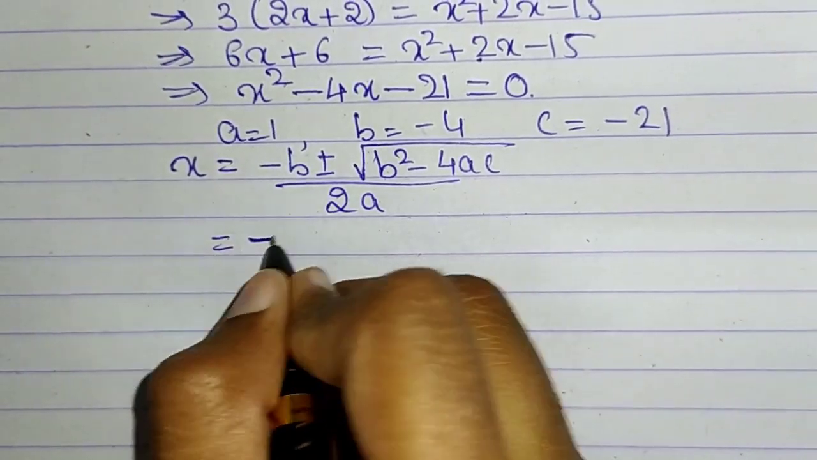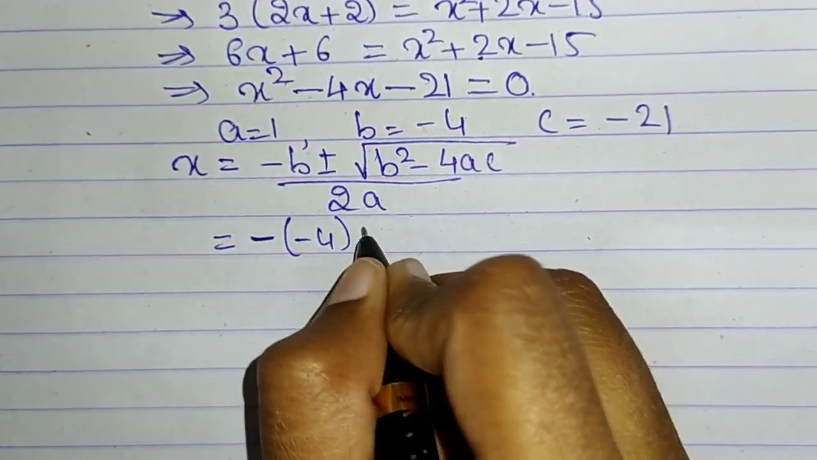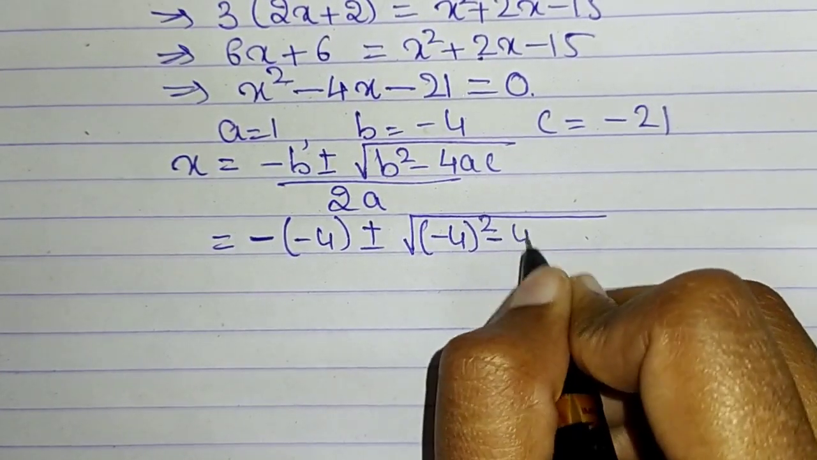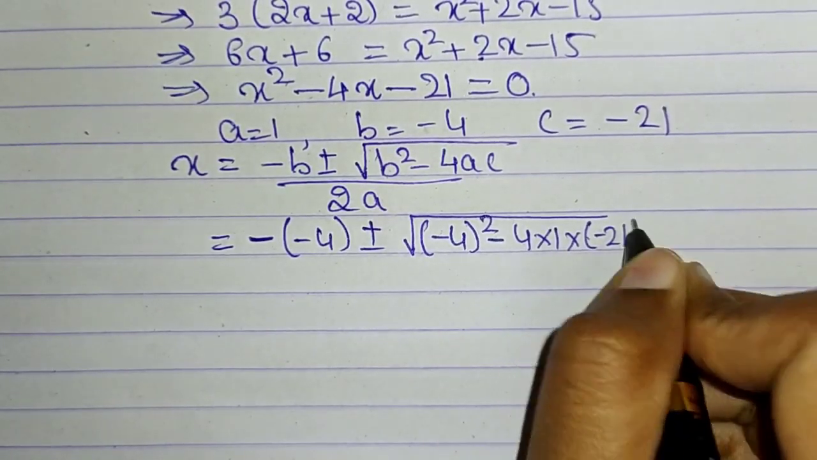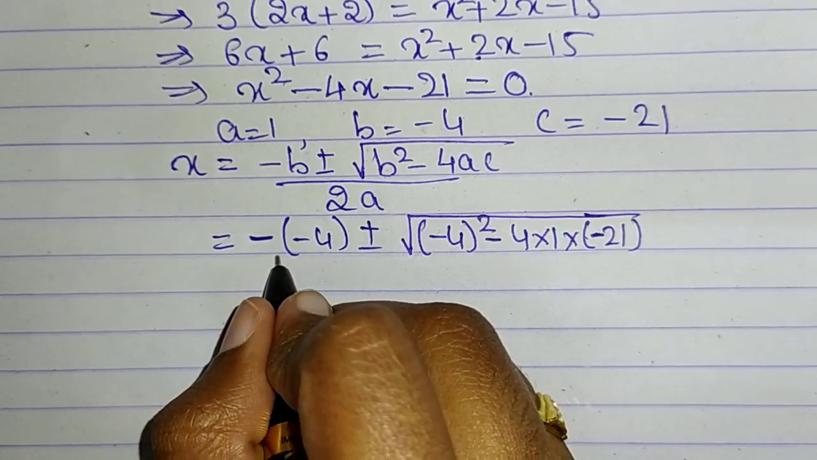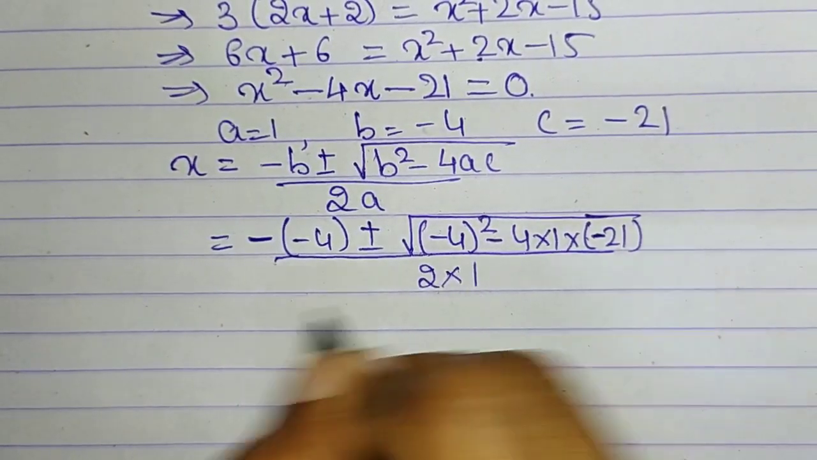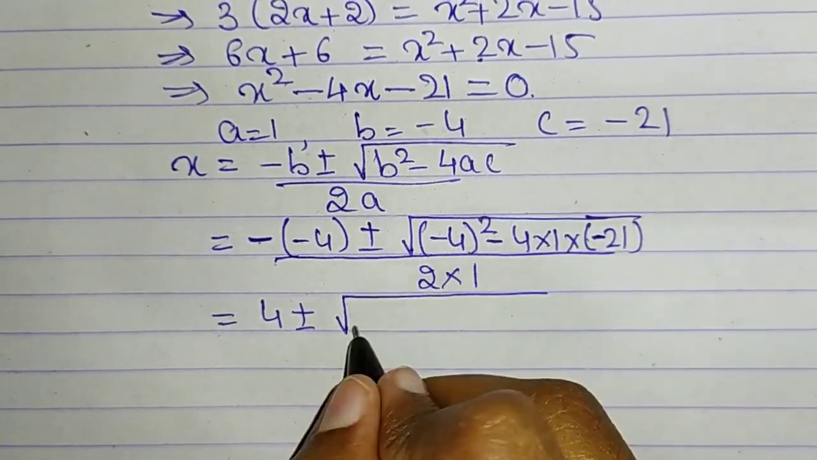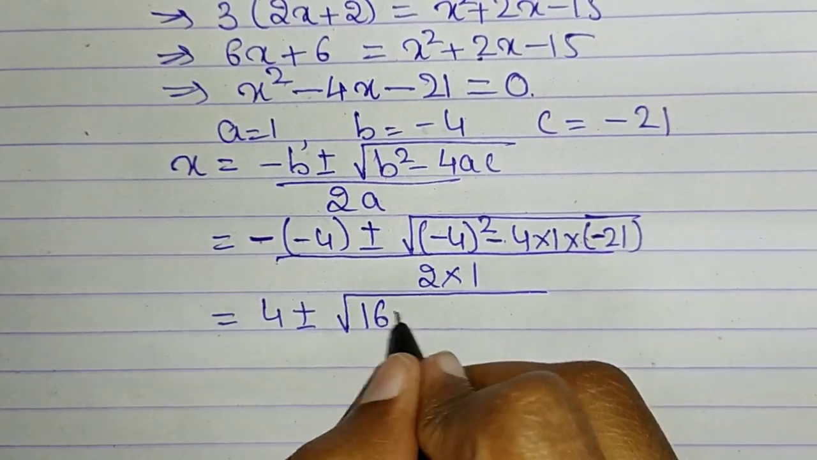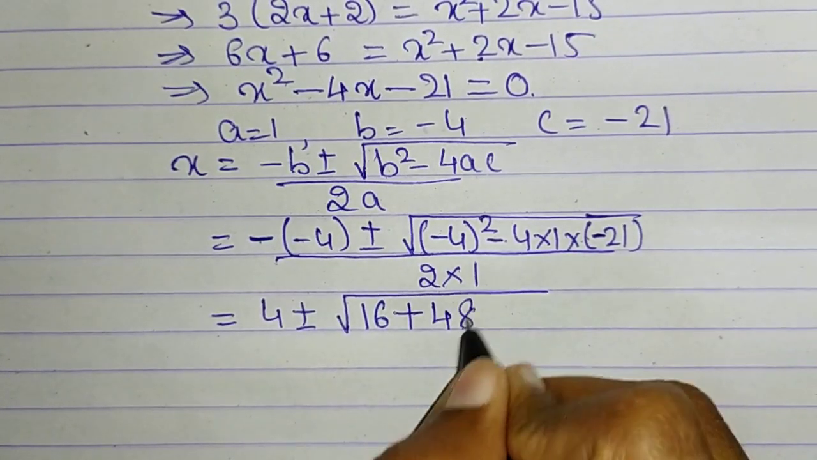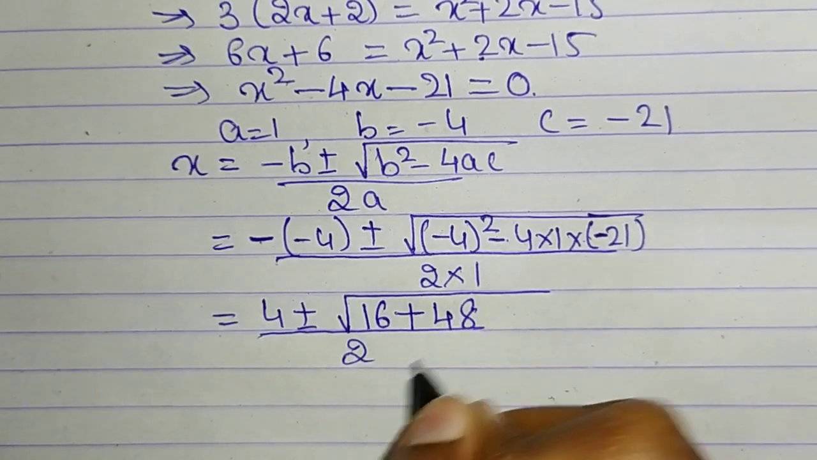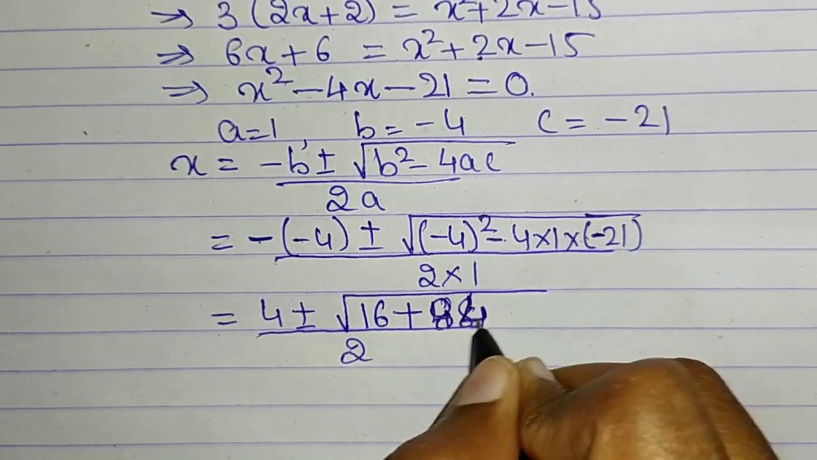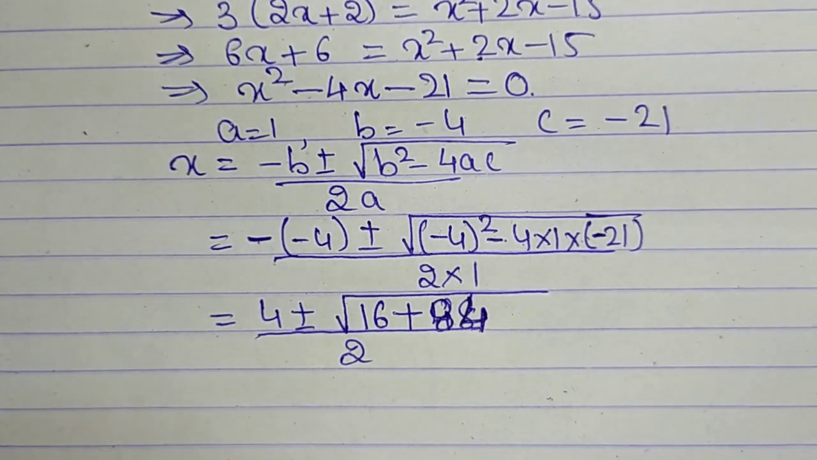Putting the values, minus b is minus 4, so minus of minus 4, plus or minus under root b square, (minus 4) square minus 4 into 1 into (minus 21). Since they are negative, I am writing them in brackets, divided by 2 into 1. So this is equal to plus 4 plus or minus under root: minus 4 whole square is 16, minus into minus plus, and 4 into 21 is 84.